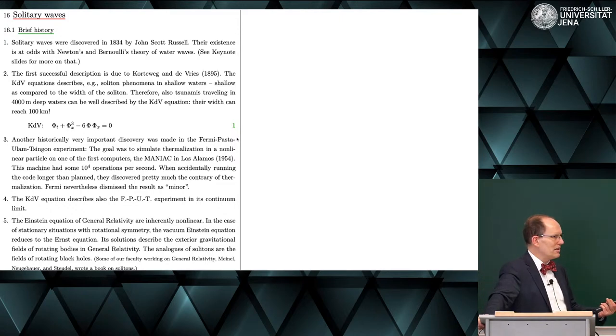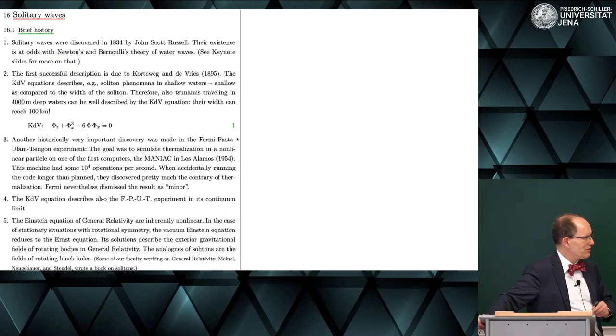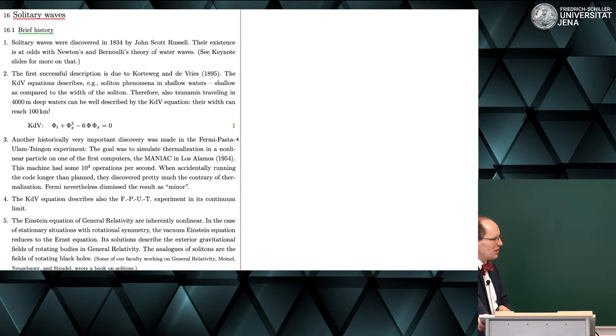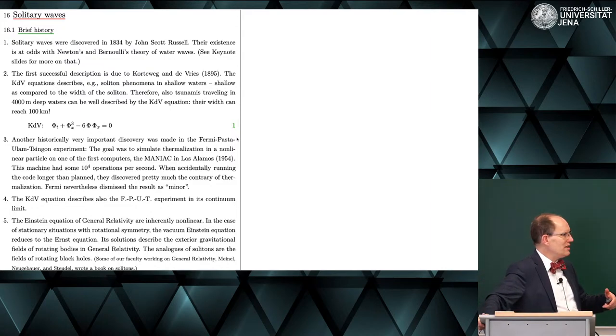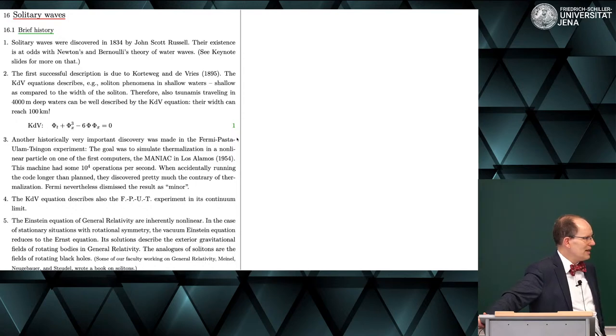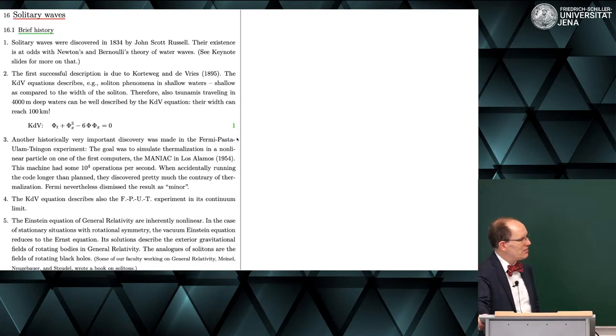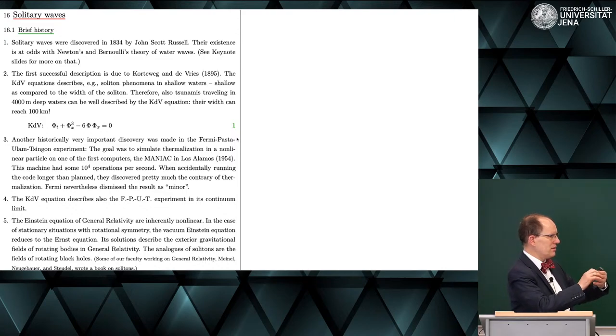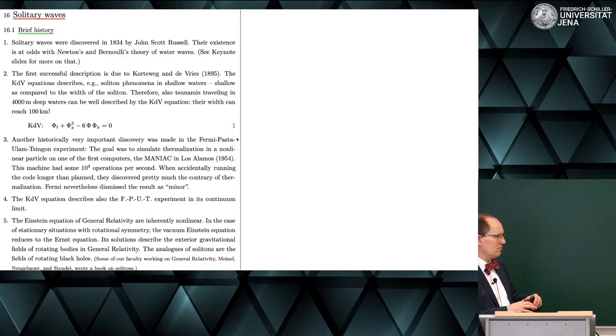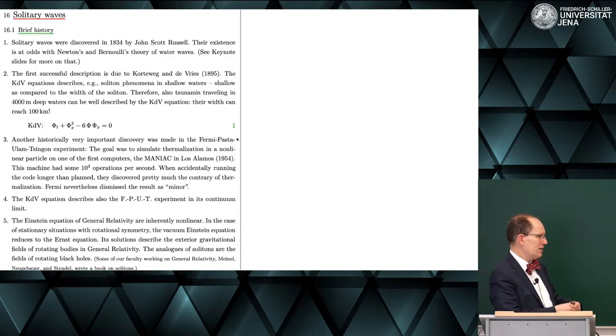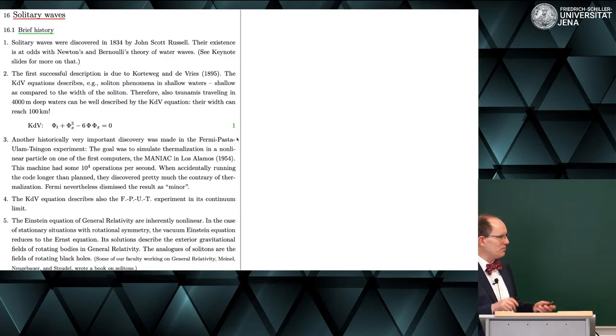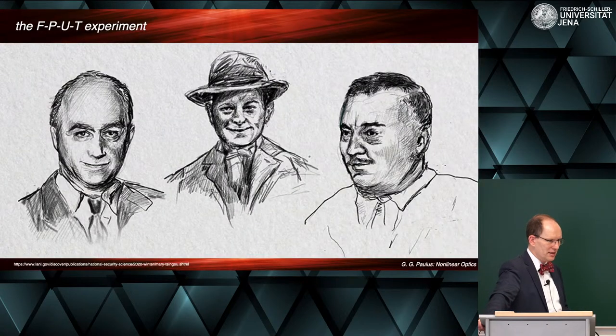So this was in 1954. Of course, nuclear weapons development was still a pressing thing, but perhaps not as pressing as during the Second World War. And so they also thought about using the computer for something new. And what they decided to do was to look at a string, and to couple the different elements of the string in a nonlinear way, and then to excite the string and just see how it behaves. So these were these three men here.